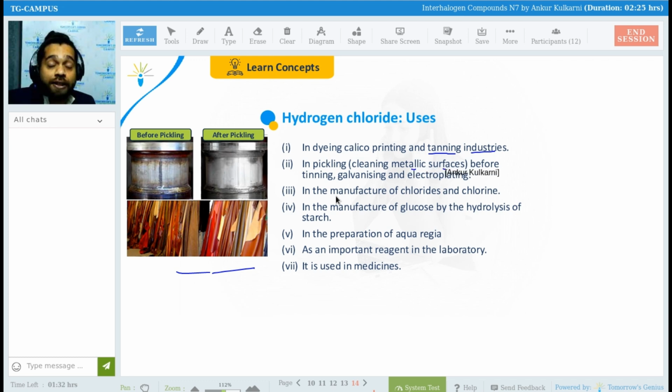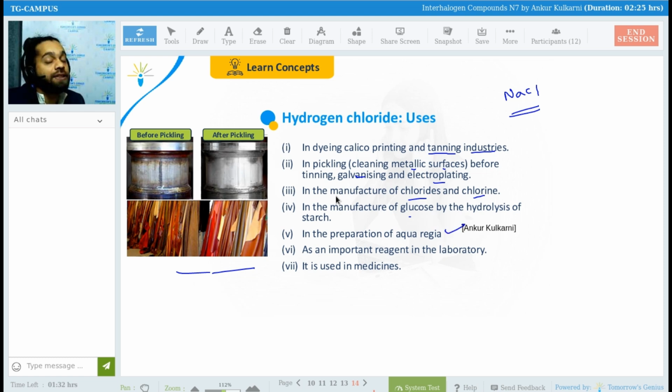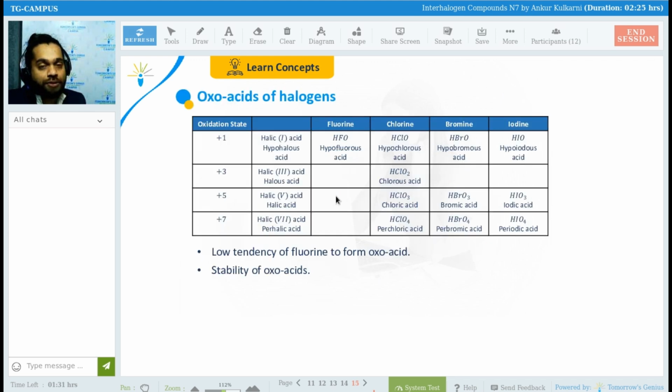Then in cleaning metallic surfaces, obviously it is a strong acid, so we use it for cleaning metallic surfaces and electroplating. Then in manufacture of chlorides and chlorine, obviously chlorides means NaCl. Then in manufacturing of glucose and in the preparation of aqua regia. It is an important reagent in the laboratory, that we throw directly in the sink, which should not happen, and it is used in medicines also. So these were your simple uses.